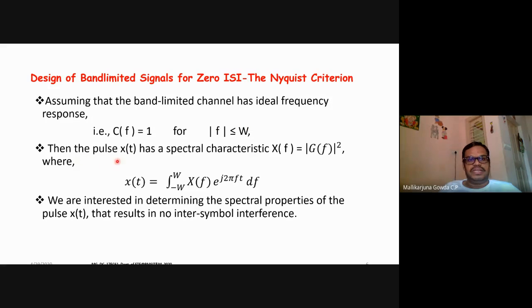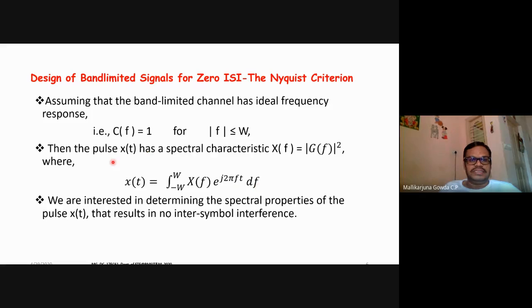Okay, so we are interested here in the pulse x of t that has the spectral characteristics X of f. So X of f is the Fourier transform of x of t. So I write here x of t is equal to the expression, over the interval from minus W to W, X of f into e power j 2 pi f t into df, right?